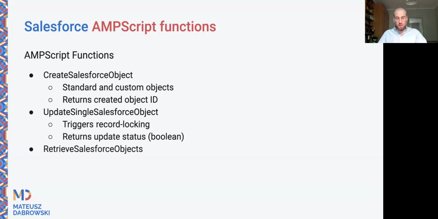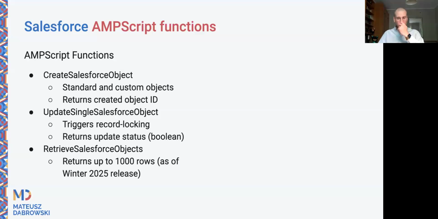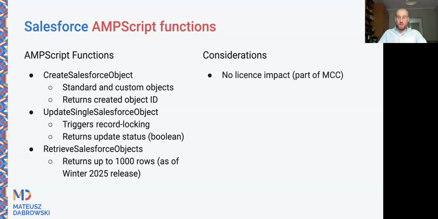And finally, you have the retrieve Salesforce objects, which allows you to get up to 1,000 rows as of winter 2025. Before it was a higher limit, but now we have just up to 1,000 rows that we can pull. There are, however, quite a lot of considerations when we are talking about those functions. One thing is that there is no license impact, meaning that those functions, despite being API calls, are not counted against your license limits because they are part of the Marketing Cloud Connect.